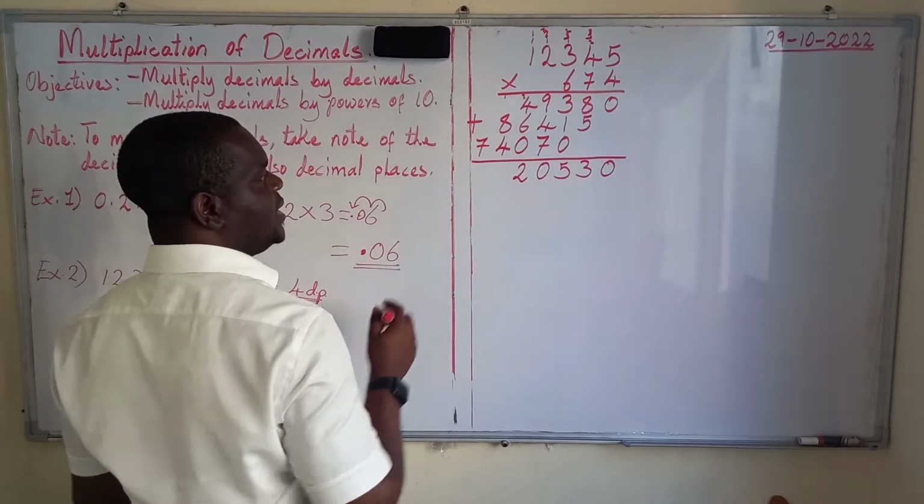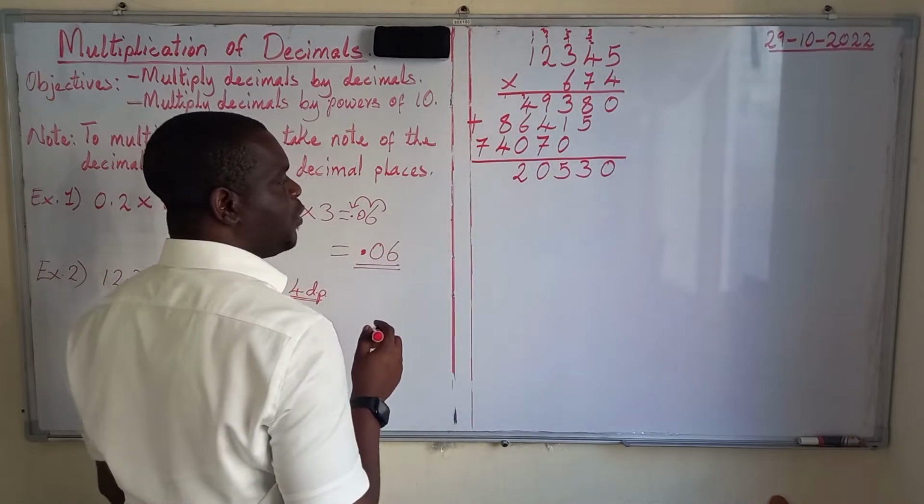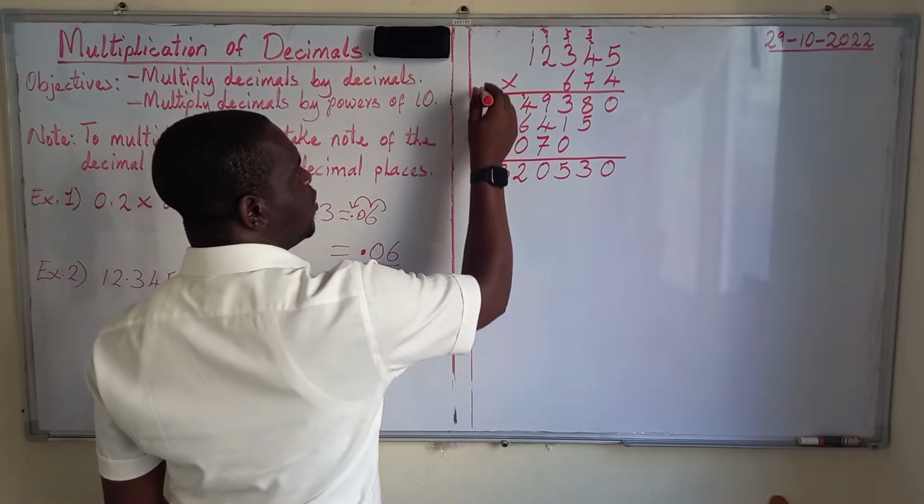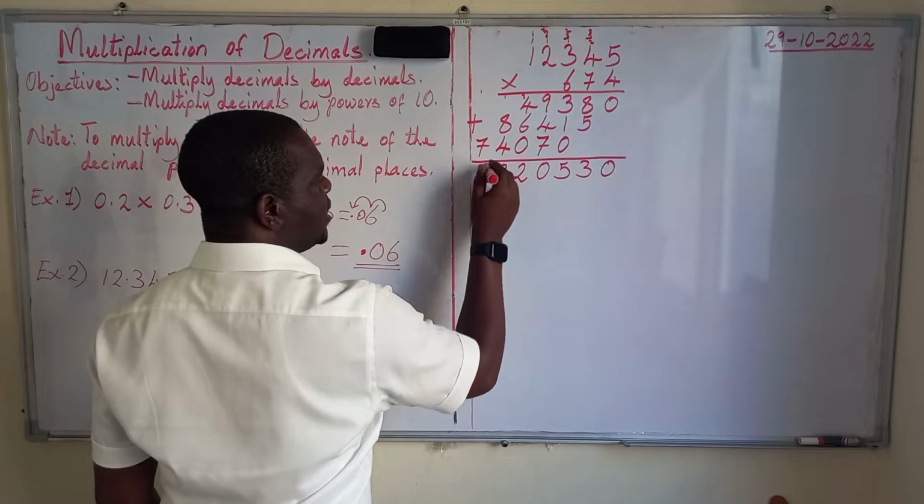1 plus 8 is 9, and 9 plus 4 is 13. This will be 3, remember 1. 1 plus 7 is 8.